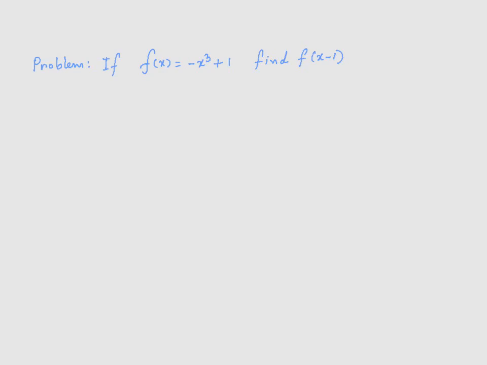In this video, I am going to find f of x minus 1 given that f of x is equal to negative x cubed plus 1. To solve this kind of problem, it's easy if you look at a function as an input and output. You can think of a function as a black box. You give it an input, it will give you only one output.